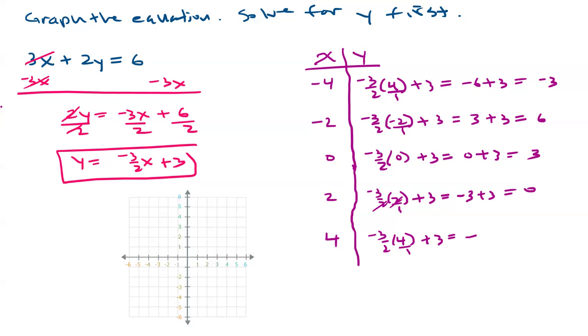I messed up on there. Shoot. Okay, I'll fix that. -3 times 4 is -12, divided by 2 is -6, plus 3 is -3. I messed up on the first one. That should have been a negative number there. So -3 times -4 is a positive 12, divided by 2 is a positive 6. That should have been a positive 6, so this should have been a 9 here.